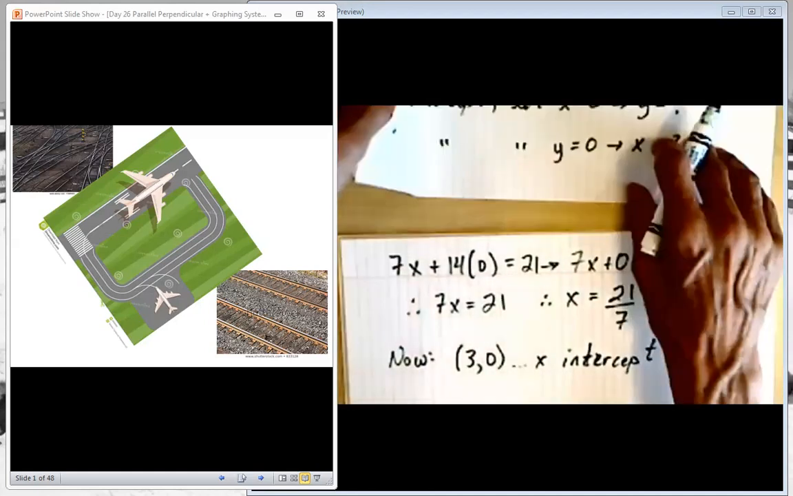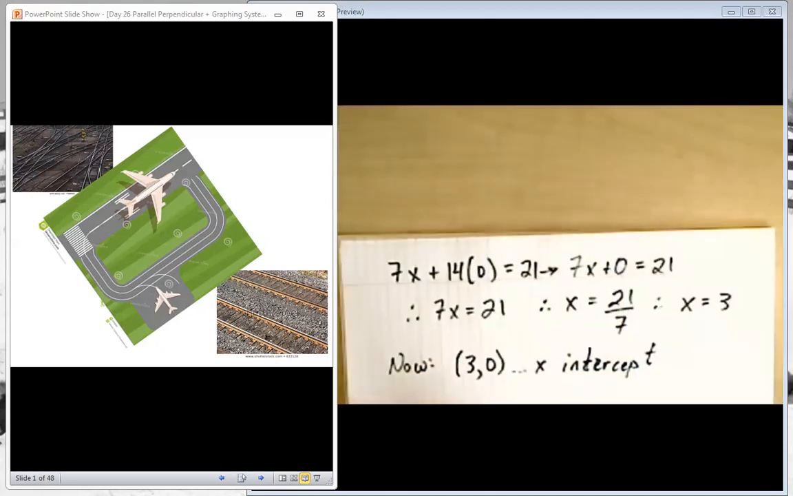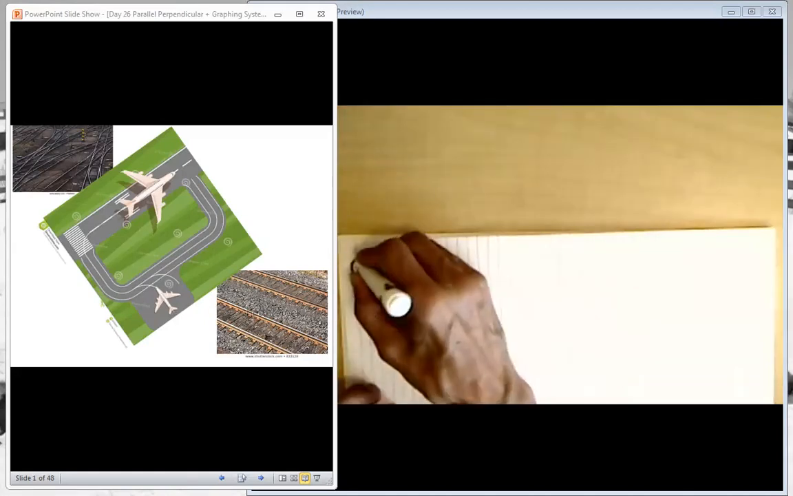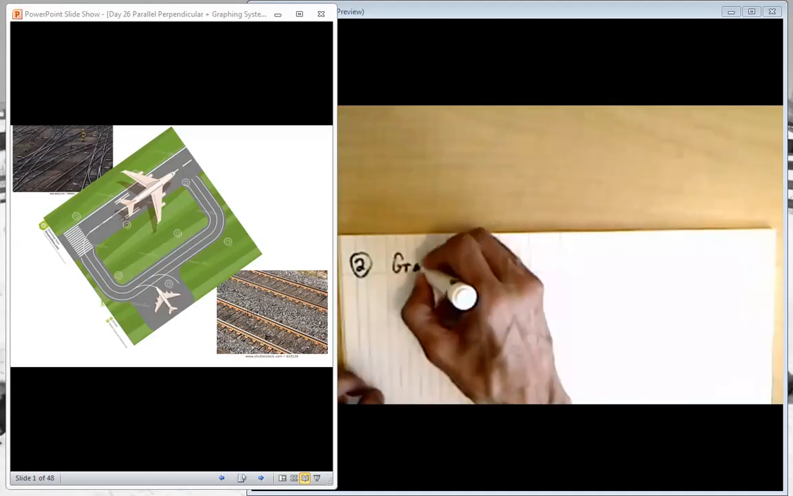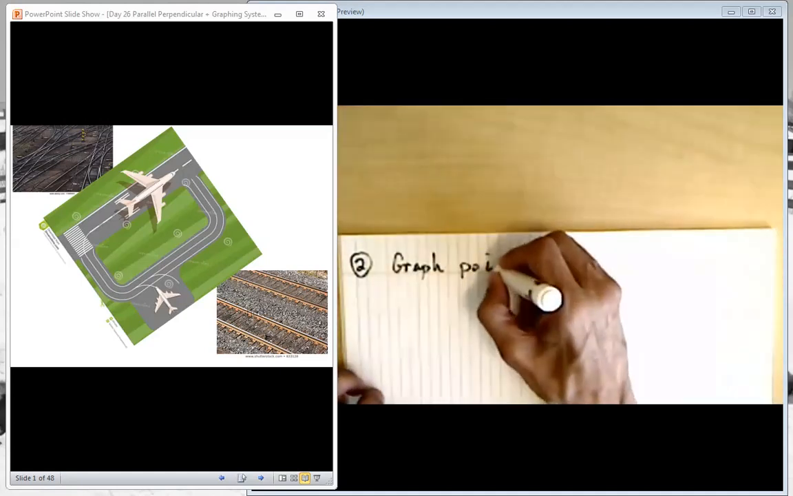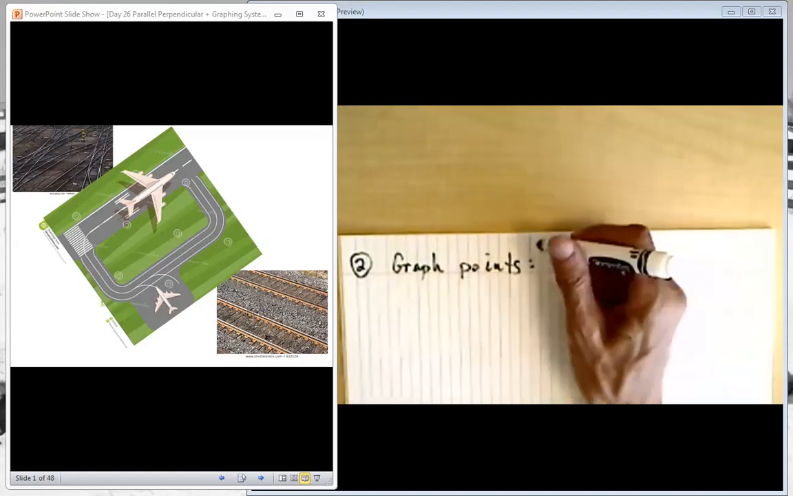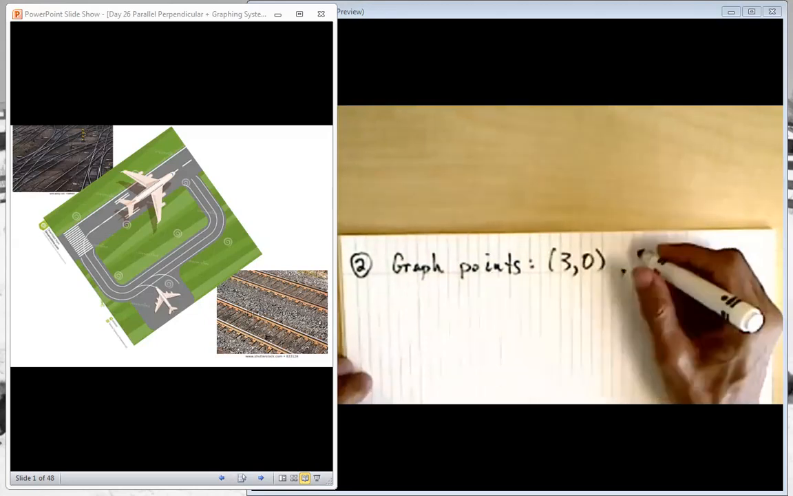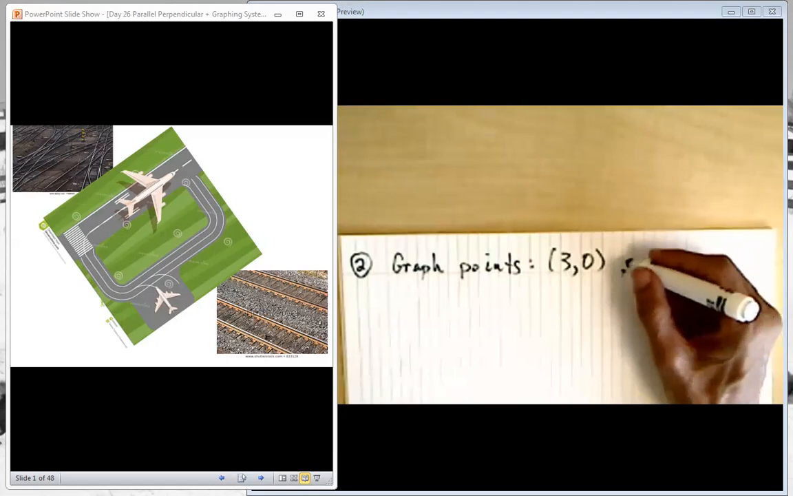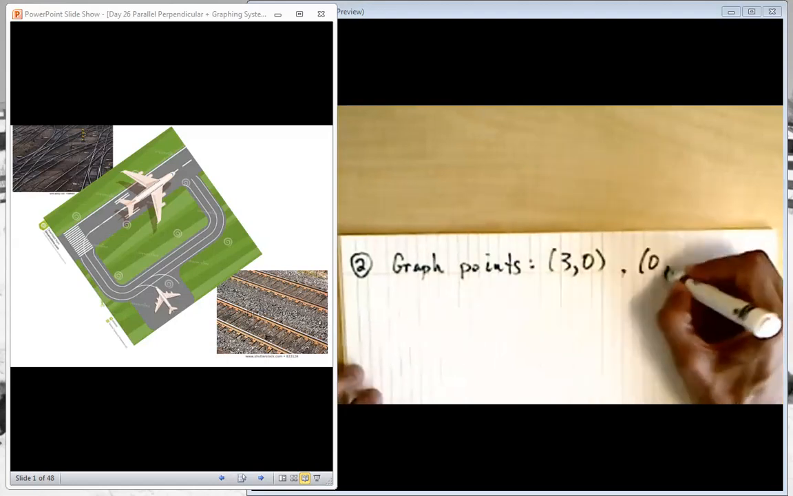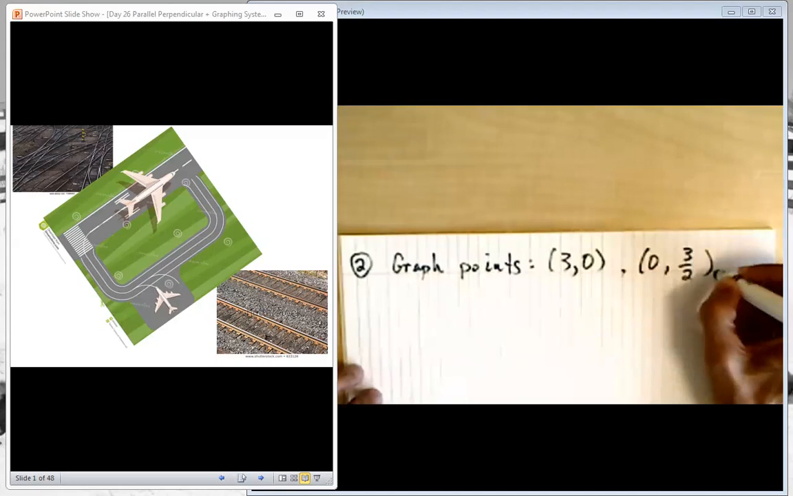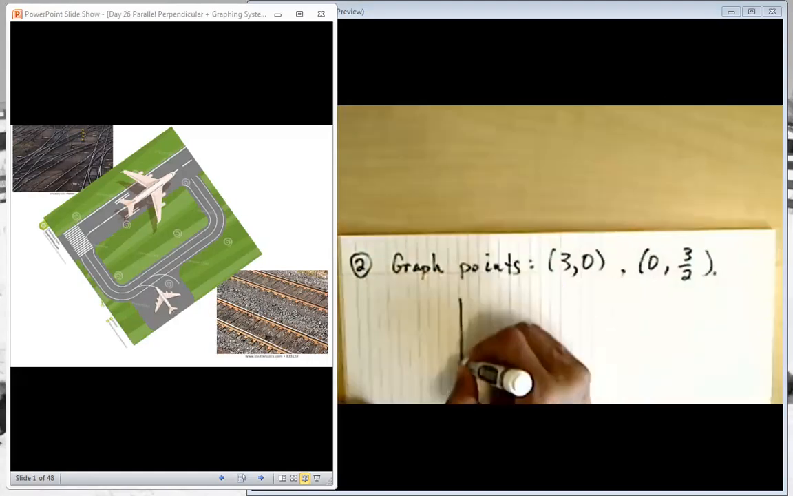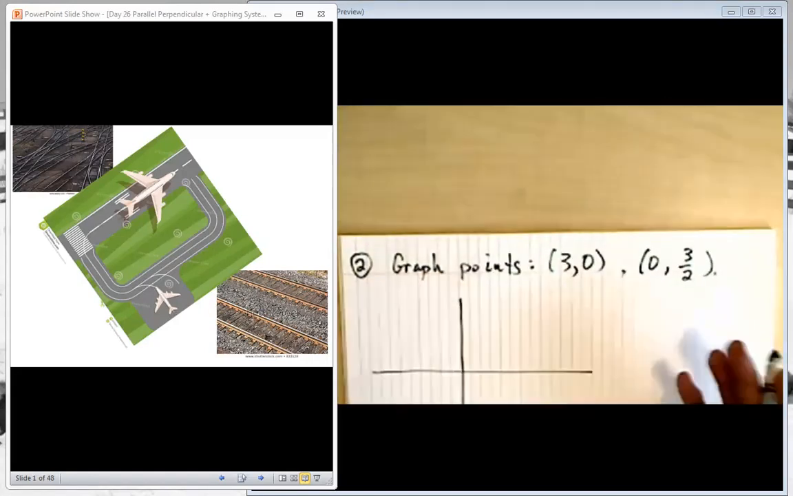Now to put these on a graph. That is usually the next part. So I could put that as number 2 as our warm-up. Graph the points, the very same ones. 3, 0, and what was the other one? Oh yeah, 0 and 3/2. Here we go. XY axis. Remember, we'll draw the, oh, we've got to draw the dots first. Too bad.